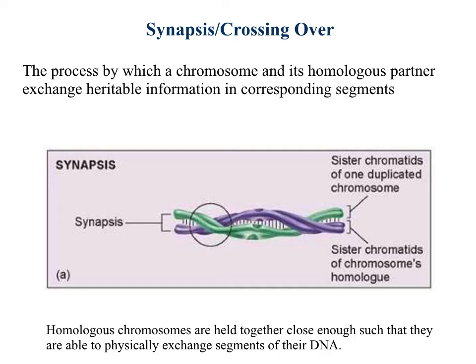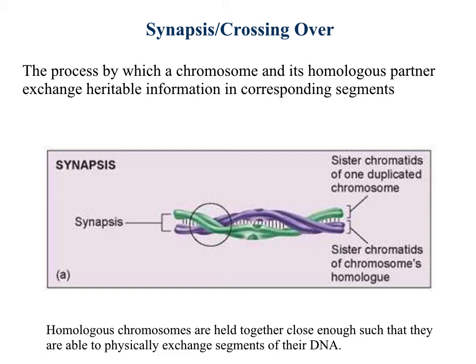Let's look a little bit at crossing over and how it occurs up close. During the bivalent or tetrad stage, homologous chromosomes are held together close enough such that they are able to physically exchange segments of their DNA. There's a very tight parallel orientation between these homologous chromosomes, and so the partners can exchange corresponding pieces of DNA. They're pretty much, breaks off the end of one and the end of another one, and they can kind of overlap and splice together.